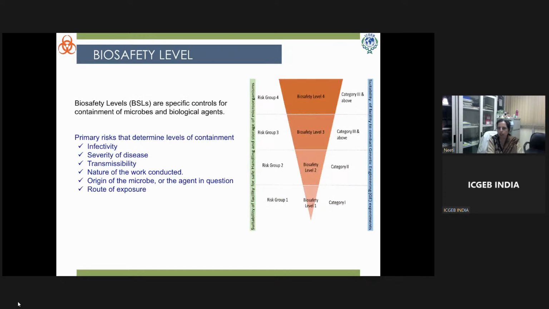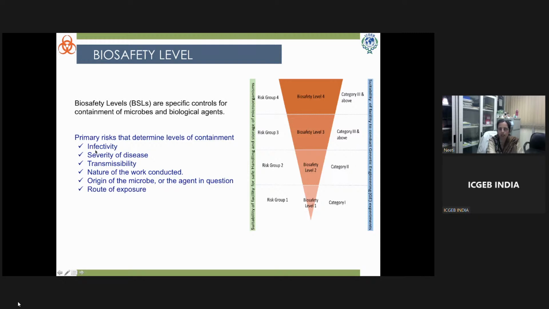Now going a little further, we have defined the risk group and the containment levels required, and the terms biosafety levels are used synonymously with the containment levels. So again there will be the 4 levels, 1, 2, 3 and 4 for risk group pathogens 1, 2, 3 and 4. And what are the primary determinants which will define which level of containment has to be put into practice?